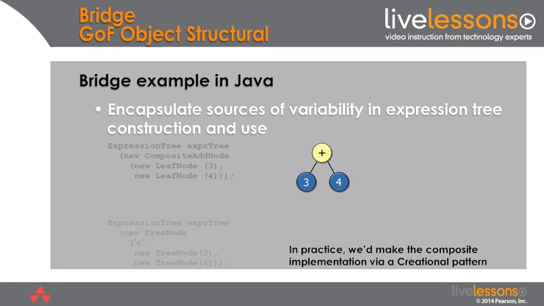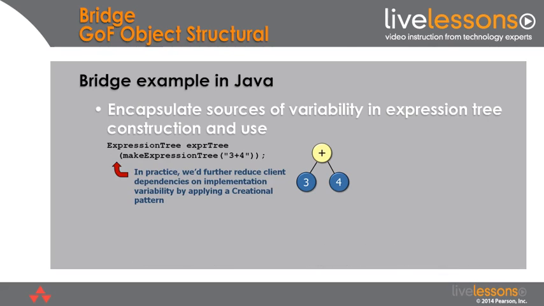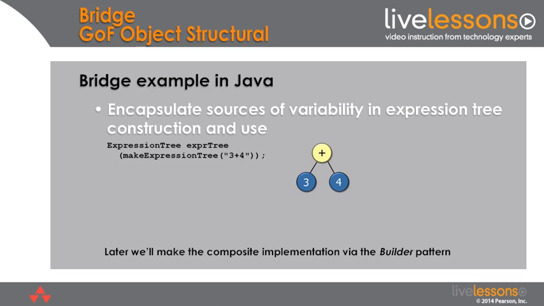tree abstraction. In practice, of course, we wouldn't hard code the creation of the expression tree. We'd use some kind of creational pattern. For example, we could have some kind of factory method that might be used to abstract away from the details of how you make an expression tree. And something else we'll take a look at later is we'll actually see how we can apply the builder pattern to create the composite implementation in a more sophisticated manner.